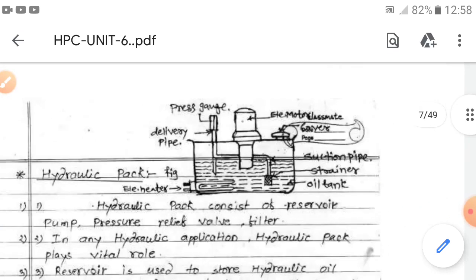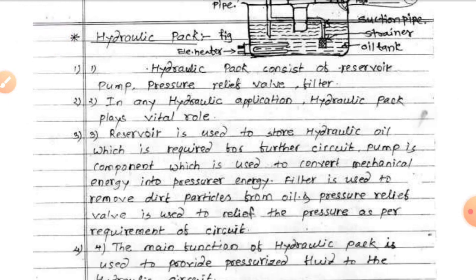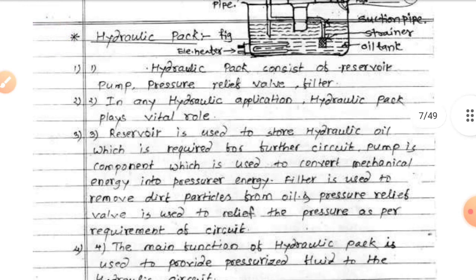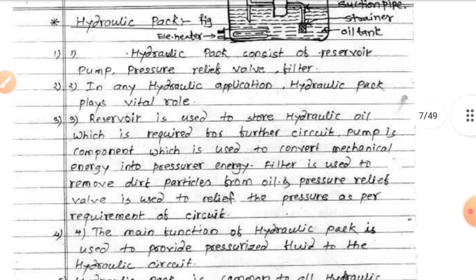Hydraulic power pack consists of reservoir, pump, pressure relief valve, filter. In any hydraulic application, the hydraulic pack plays a vital role. A reservoir is also known as a tank. A reservoir is used to store hydraulic oil, which is required for the circuit. Pump is the component used to convert mechanical energy into pressure energy. Filter is used to remove dirt particles from oil, and pressure relief valve is used to relieve the pressure as per requirement of the circuit.